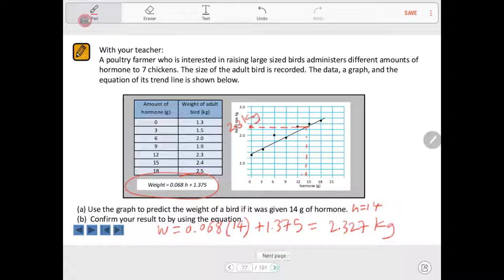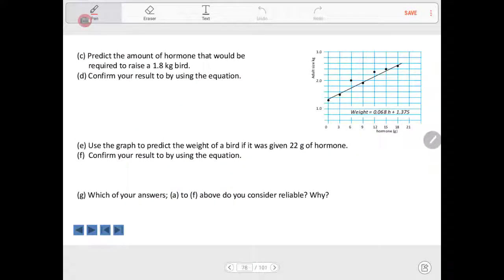Alright, so let's go to the next one, and we're going to predict the amount of hormone that would be required to produce a bird which is 1.8 kilograms. So we're substituting into the Y variable here. So that means there'll be some rearranging required. First though, let's do the graphical one. So we're going to go across and down. Okay, so here's 1.8. We're going in the opposite direction, across and down. And we see, I think it's about 7 grams, judging from this graph, close to 7.